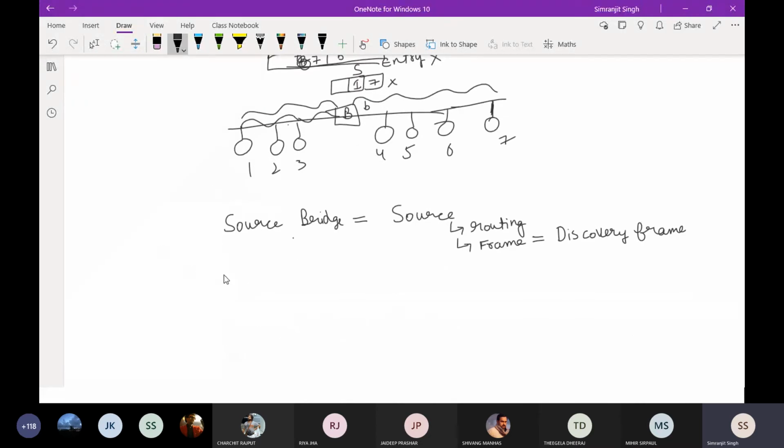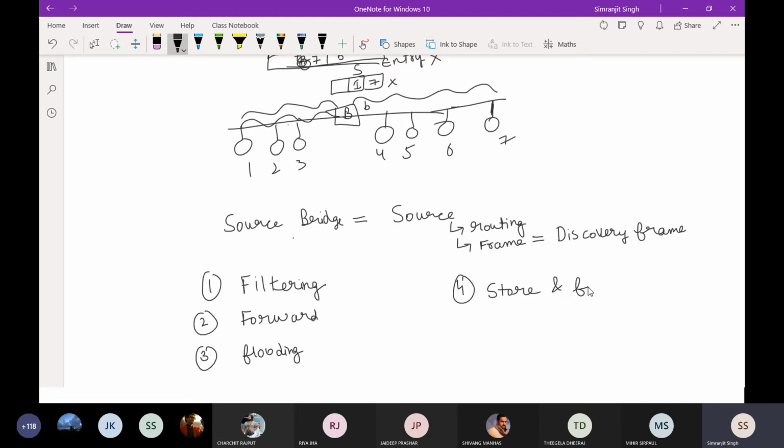Okay. So the first thing, there are three F's. The characteristics of bridges are filtering, forward, and flooding, and one more thing that is very defining there, that is store and forward. Okay, so this particular feature will affect the collision domain. I'll tell you how. Okay, so now what is filtering?